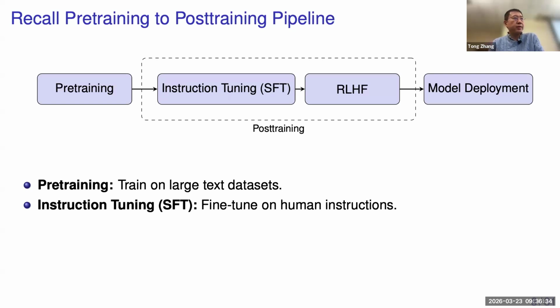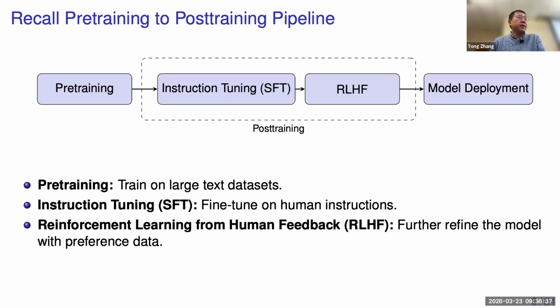Then there is another step. Even if you have instruction tuning, usually you need another step, which is what we are talking about in this lecture. This is called reinforcement learning from human feedback, RLHF. It further refines the model, but with a different type of data. It is mostly preference data. We will talk about that when we get to the preference data.